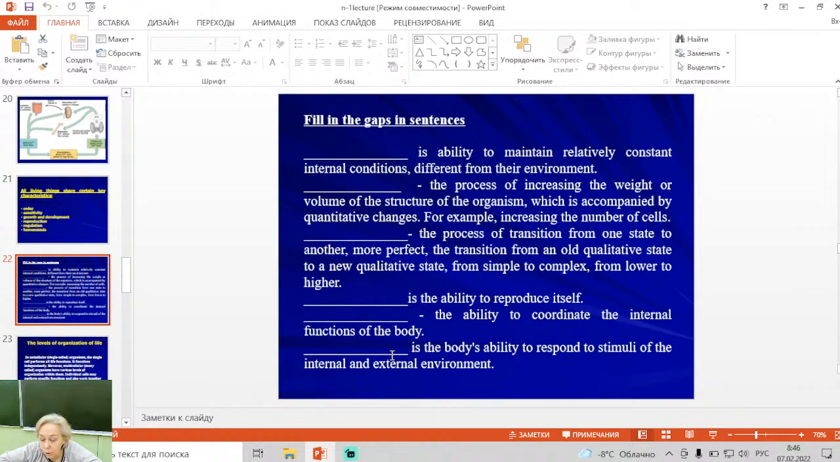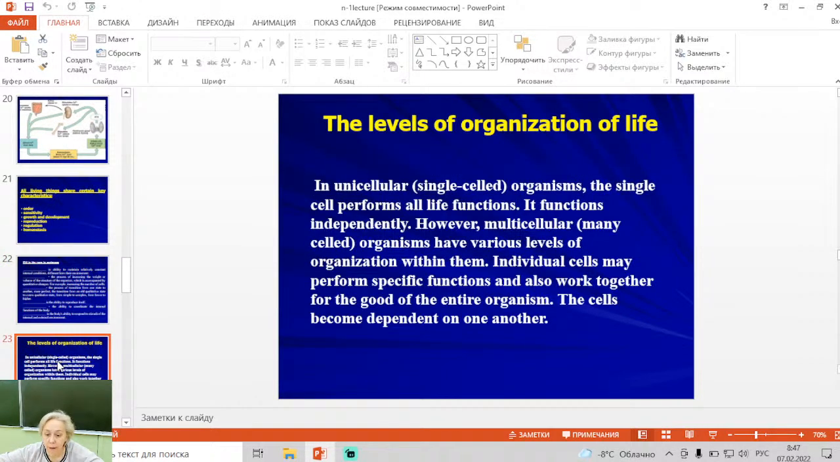The same test may be on the test after practical classes. So you must study the material first. After that, open the test and answer the questions. Next question of our lecture: the levels of organization of life.